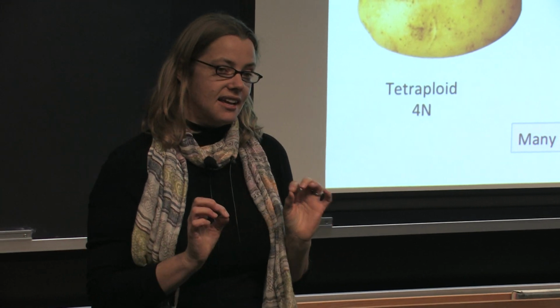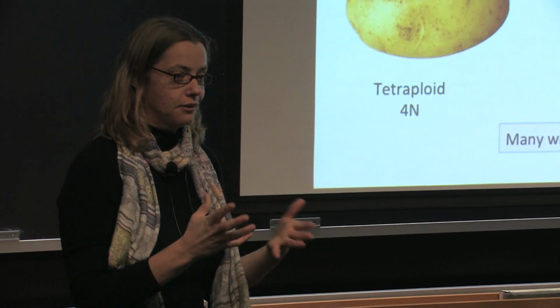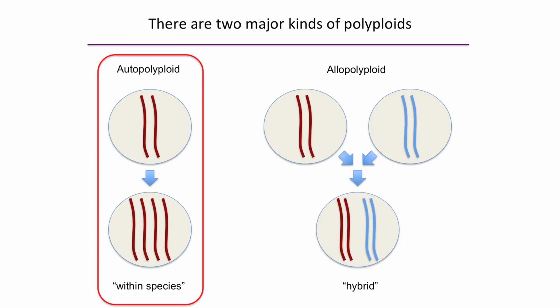But it does actually bring up an important point, because polyploidy often makes cells bigger and often makes fruits bigger. So you will often find it associated with domestication events. So thank you for bringing that up. There are actually two major kinds of polyploids that are different in terms of the challenges they face and the kind of biology that they have.